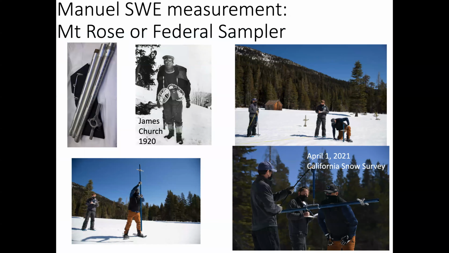Historically, and still to this day, water managers and reservoir operators want to know how much snow is in the environment to gauge the total snow volume and the management of water. In 1908, James Church developed the Mount Rose sampler, also known as the Federer sampler, to measure snow. Those are the tubes in the upper left here. The device is an open tube that is forced into the snow and then weighed. From the weight, you can determine the amount of water in the snow, also known as the snow water equivalent, or SWE, the focus of our training. You can see a team of surveyors here taking samples in California on April 1st, 2021.